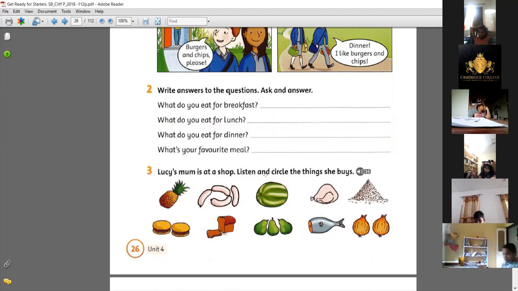Okay, now you want to listen and circle the things that Lucy's mum buys at the shop. So you want to listen and circle. Listening 16. Lucy's mum is at a shop. Listen and circle the things she buys.